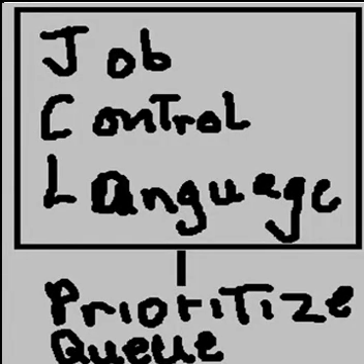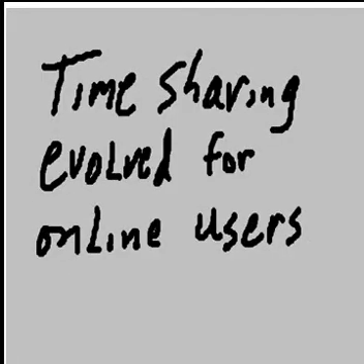There was also something called job controlling. It allowed you to prioritize jobs that were waiting in the queue for execution. Time sharing also evolved for online users.